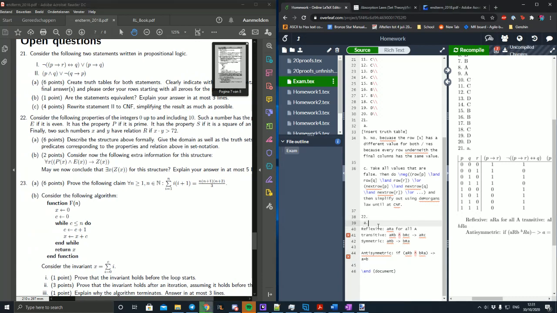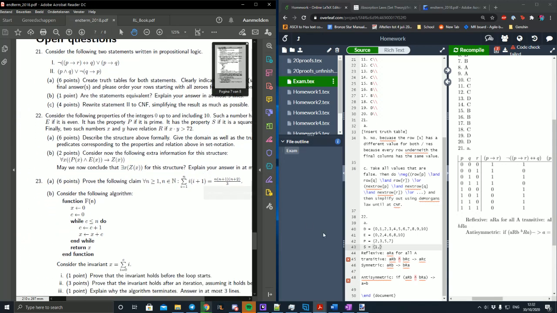Okay, so for 22a, that wouldn't be that hard. We just say the domain is 0, 1, 2, 3, 4, 5, 6, 7, 8, 9, 10. Everything with E is 0, 2, 4, 6, 8, 10. Domain P is 2, 3, 5, 7. Domain S is 1, 4. If it is a square of an integer, 0 squared is 0. So this is something that I would forget if I didn't think about it. But 0 squared is 0, 1 squared is 1, 2 squared is 4, 3 squared is 9.